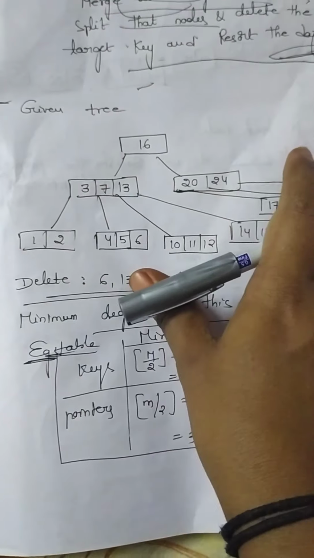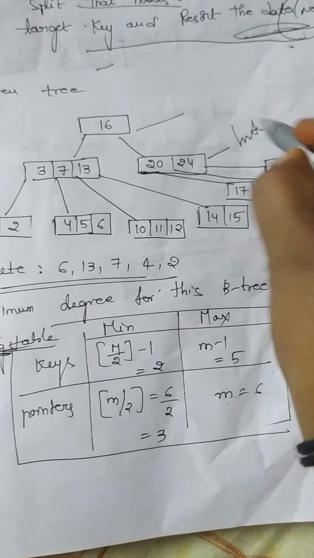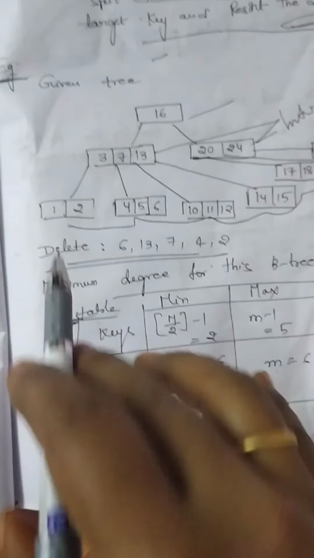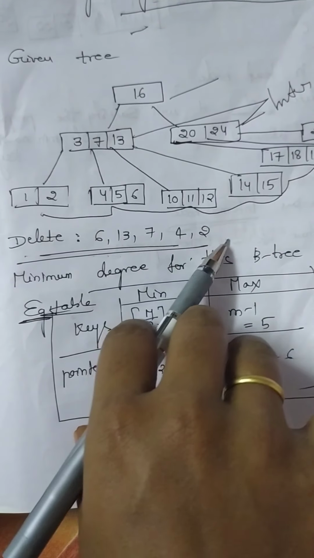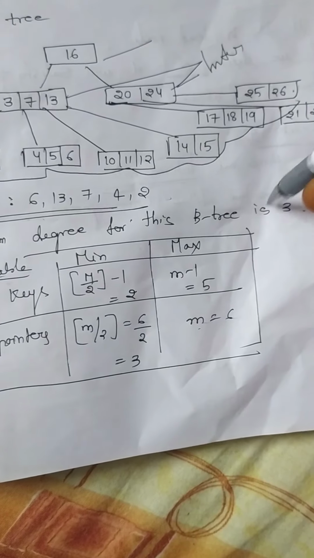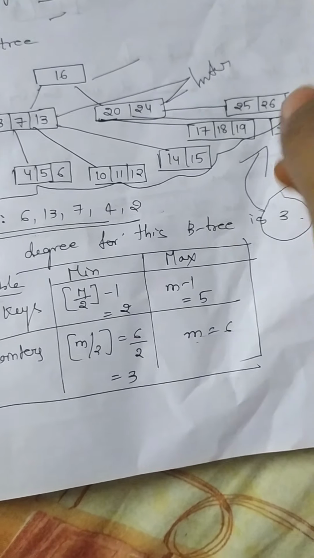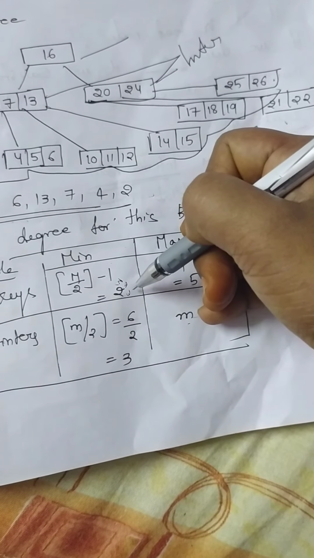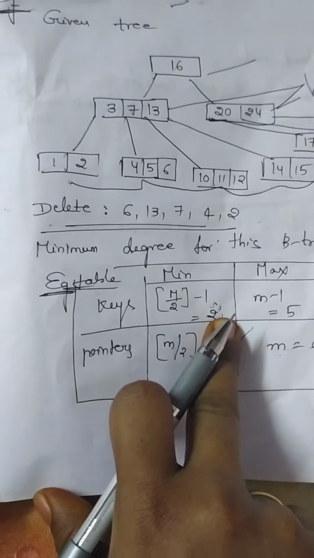Here the given tree is this: 16, 3, 17. This is the root node, and these are the internal nodes, and these are all the leaf nodes. The keys to delete are 6, 13, 7, 4, 2. The minimum degree for this B-tree is 3, which is already given in the example. So the minimum number of pointers is 3 and the minimum number of keys is 2.